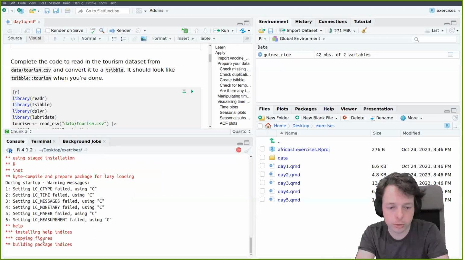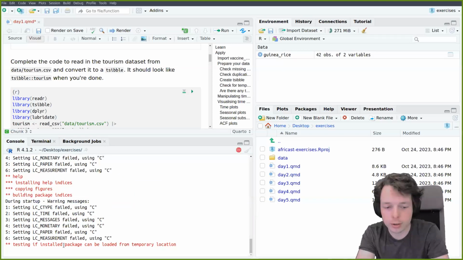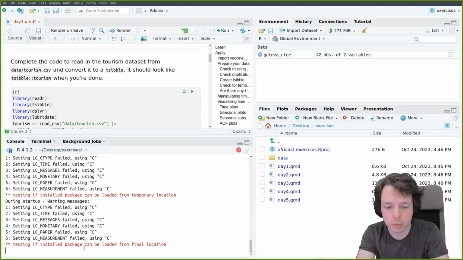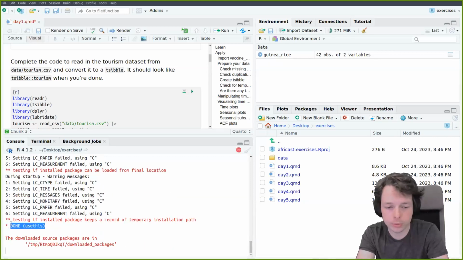Just wait for usethis to install. When you install usethis, you should see at the very end, it'll say done. There we go, done. So it's installed, and then you can try running the code again.